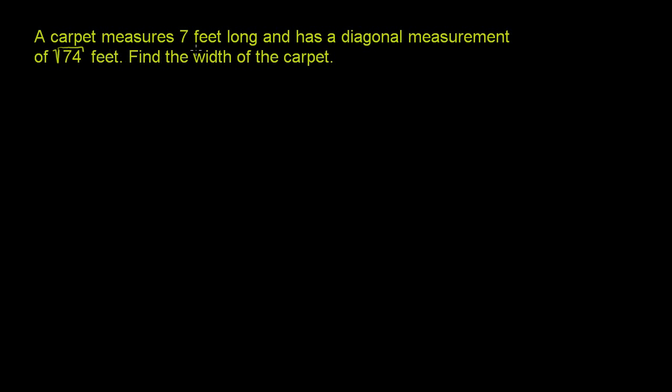A carpet measures 7 feet long and has a diagonal measurement of square root of 74 feet. Find the width of the carpet.